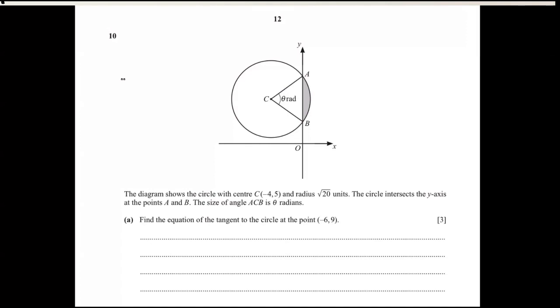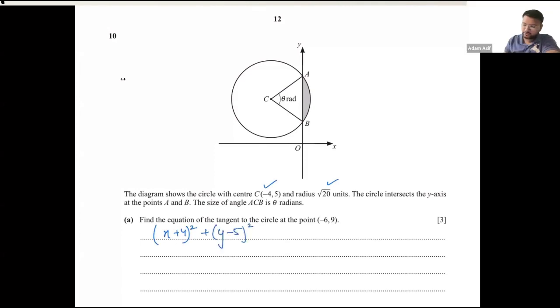So first, won't you just make the equation of the circle? Okay, and how do I make the equation of the circle? Because you have the center C and the radius. So x plus 4 the whole thing square plus y minus 5 the whole thing square equals to 20.